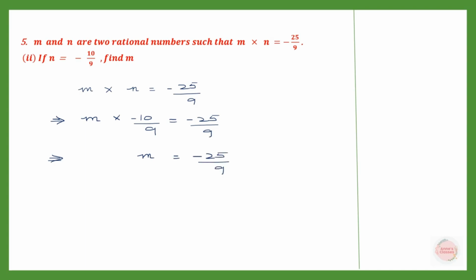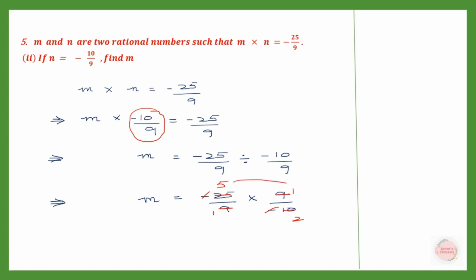Now we're going to transpose this minus 10 by 9 to the right side. Because it is multiplication here, when it goes to the right side it becomes division. So this becomes divided by minus 10 by 9. Now to find the value of m, we say minus 25 by 9, division changes to multiplication. Minus 10 by 9 becomes 9 by minus 10. First thing, we can cancel the minus sign. We can cancel 25 and 10 by 5. 5 fives are 25 and 5 twos are 10. We can also cancel 9 and 9. 9 ones are 9, 9 ones are 9.